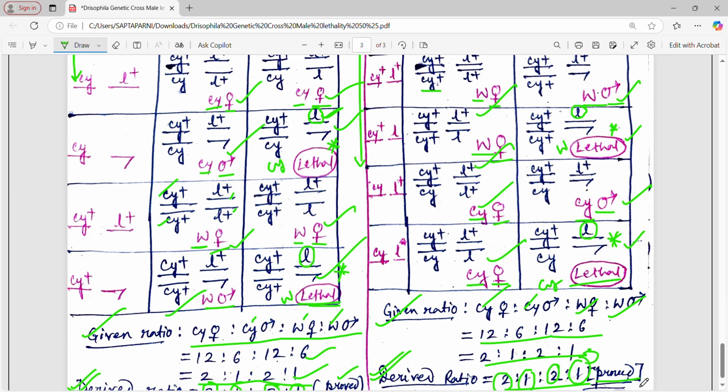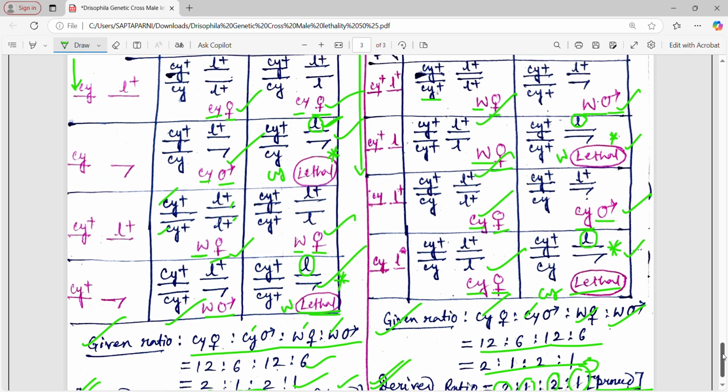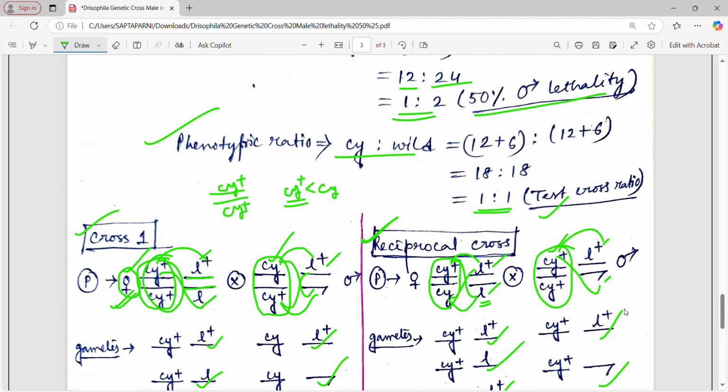Okay, so in case of test cross, you can see both the crosses are correct. You can do any one cross, keeping only one parent as homozygous recessive and the other one as heterozygous for the autosome. Okay, got it? And you have to put the lethality on the female X chromosome, 1 X chromosome, for getting 50% male lethals.